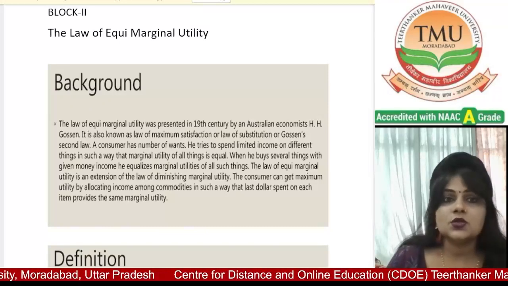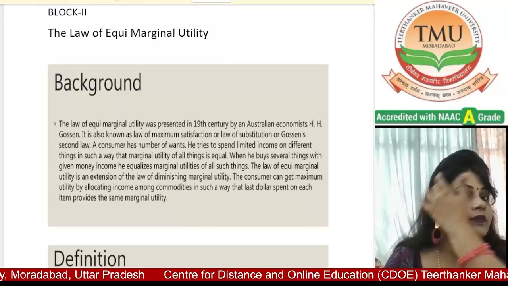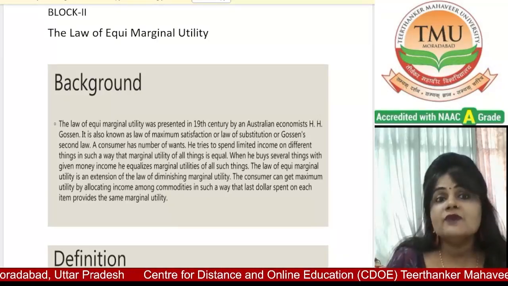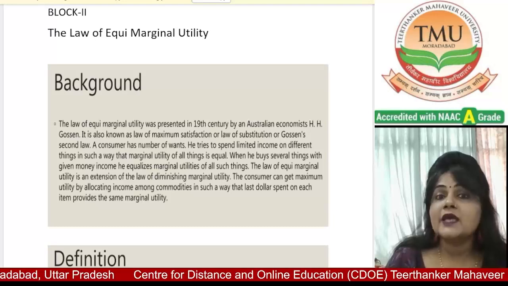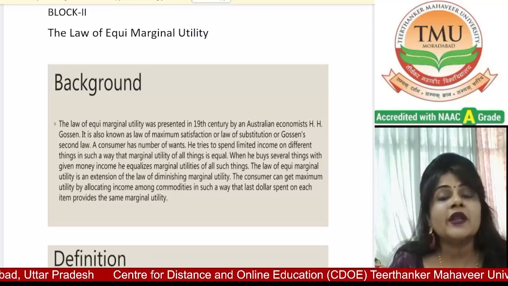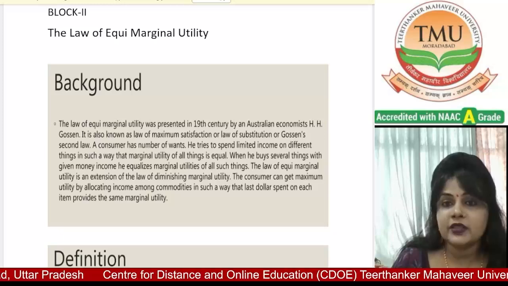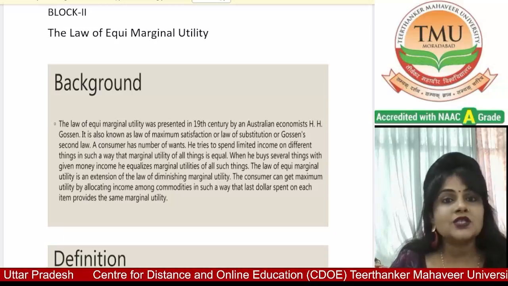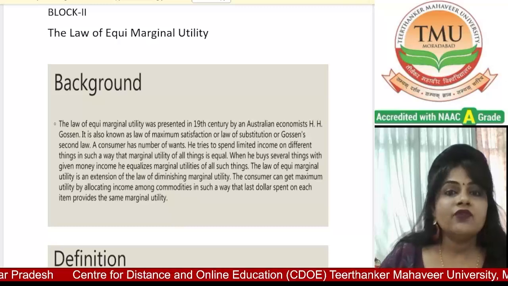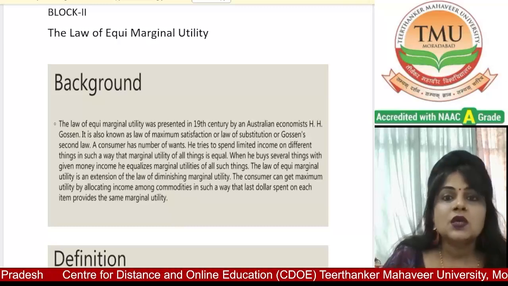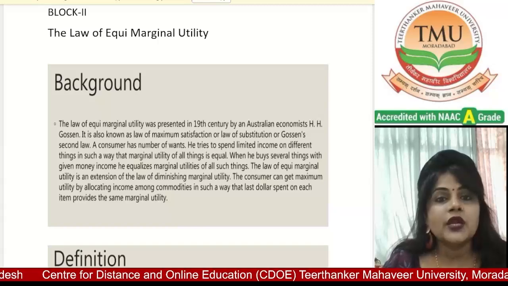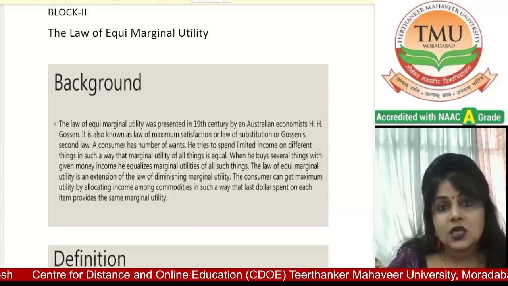I have also discussed that the consumer has limited resources, which have alternative uses, but unlimited wants. So he tries to spend his limited income on different things in such a way that the marginal utility of all things is equal. When he buys several things with a given money income, he equalizes the marginal utility of all such things.